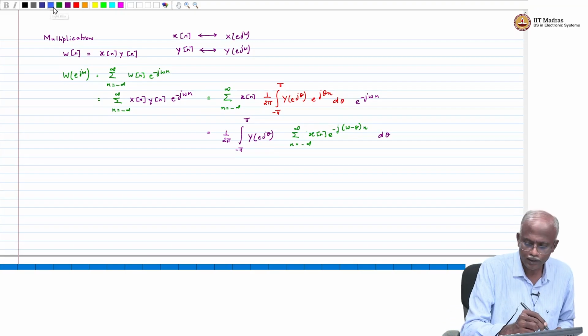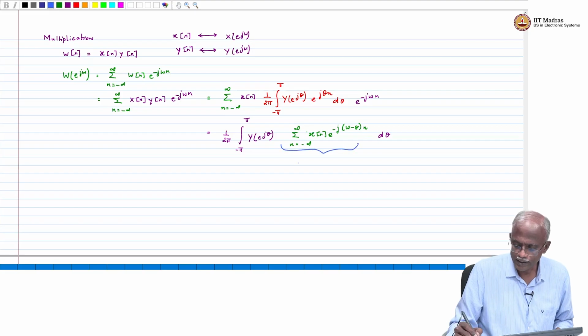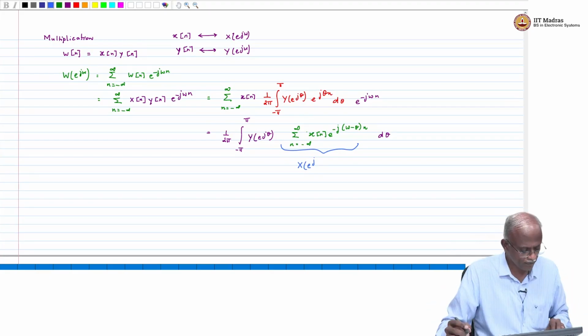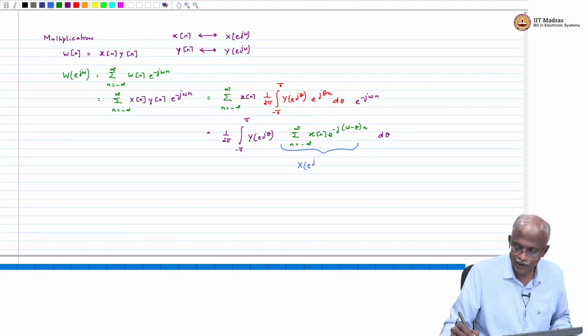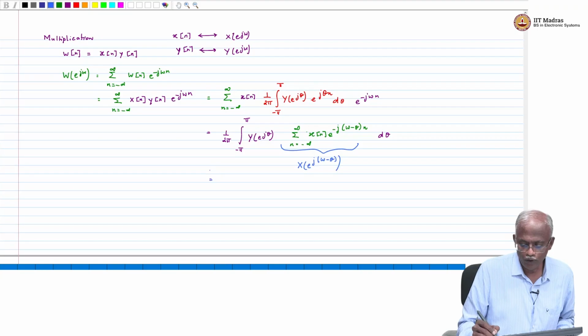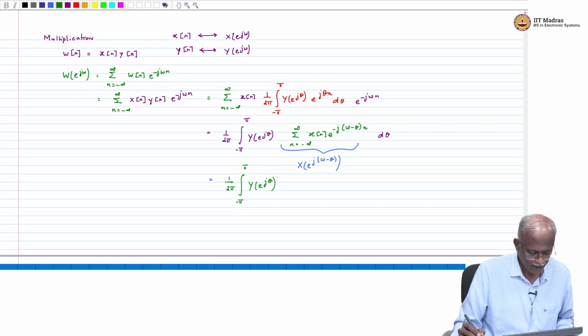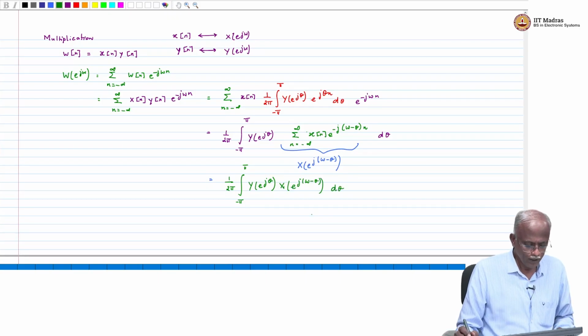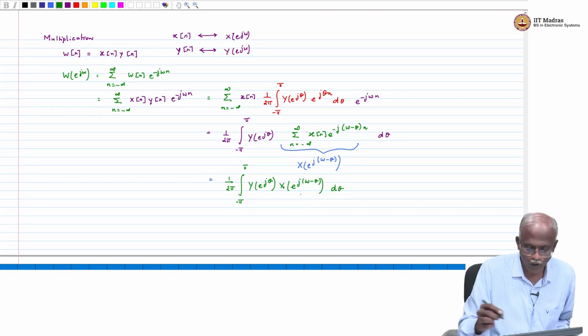Now, this term that is within the summation is the same as X(e^{j omega}) shifted by theta. So, this is X(e^{j(omega minus theta)}). So what we get here is 1 over 2 pi, integral from minus pi to pi of Y(e^{j theta}) X(e^{j(omega minus theta)}) d theta. Now, this is a form of convolution.